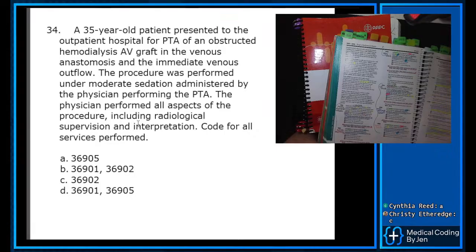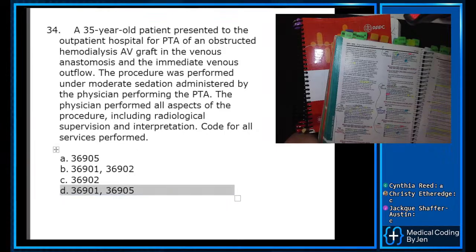What does everybody think is the answer? Yeah, D and B are coding irregularities. You would not code those together. Good job, Christy and Jackie. Perfect. Okay.